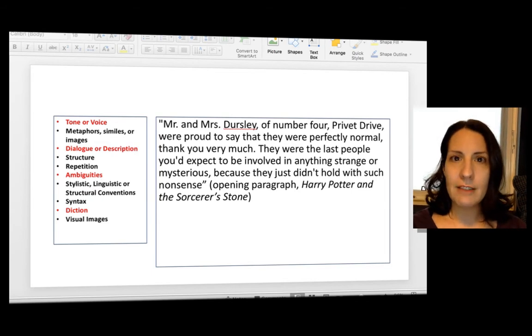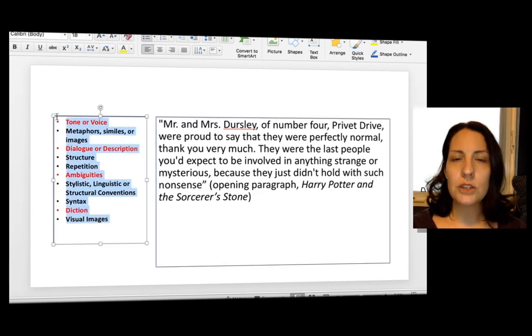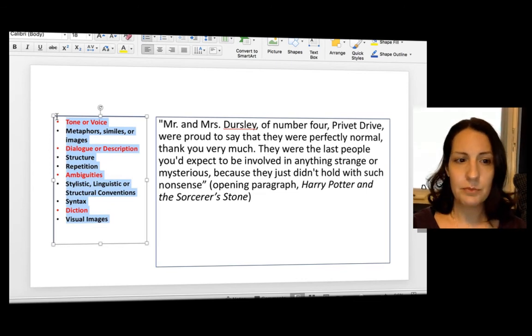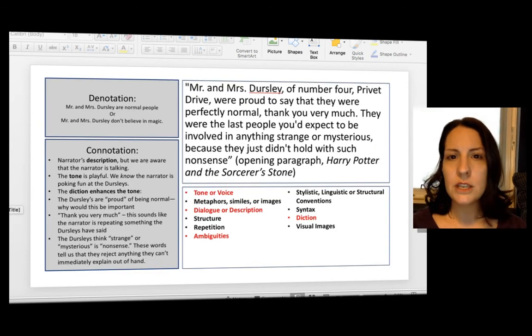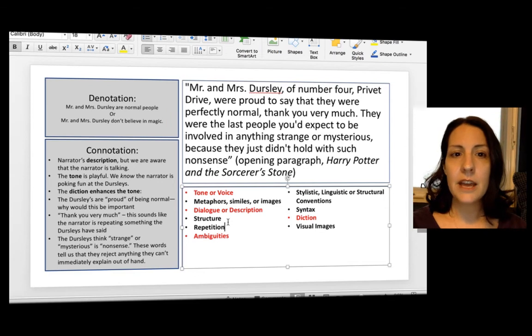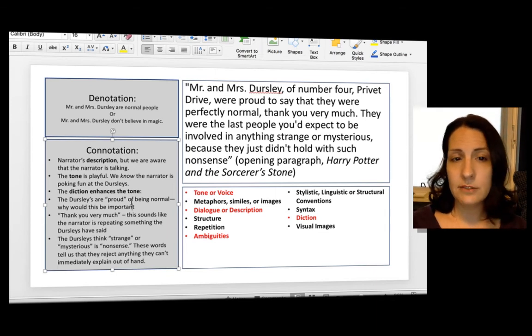But we know that there's a lot more to it than that. And that's where we begin to get into the question of connotation, which is basically how is the text saying what it wants to say about the Dursleys without necessarily saying it aloud? That is, how is the text saying that the Dursleys are basically shallow social climbers without saying it aloud? So we can arrive at that information by using our close reading tools. And I've highlighted in red the close reading tools that I think might be most helpful to us.